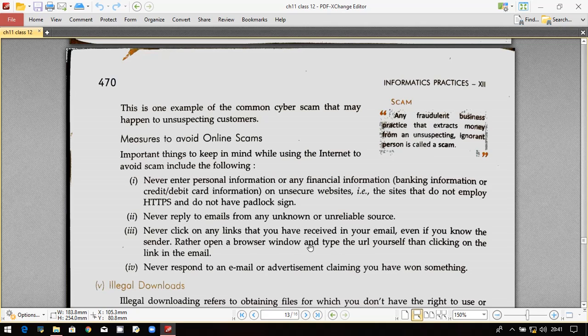Never click on any link that you have received in your email, even if you know that sender. Rather, open a browser window and type the URL yourself, instead of clicking on the link in the email. So it is a good practice to type in the URL. Just don't copy the URL.